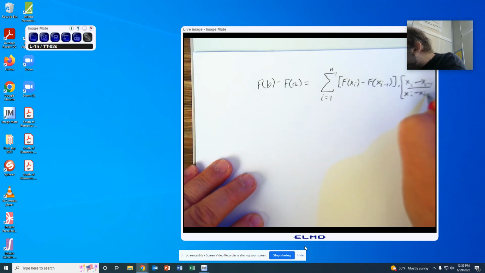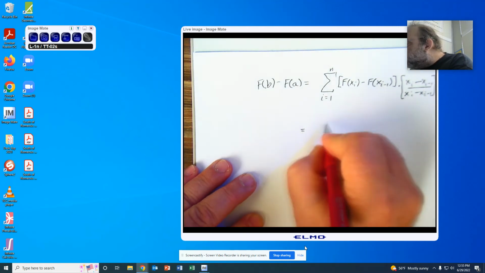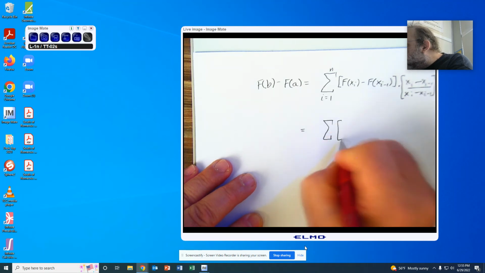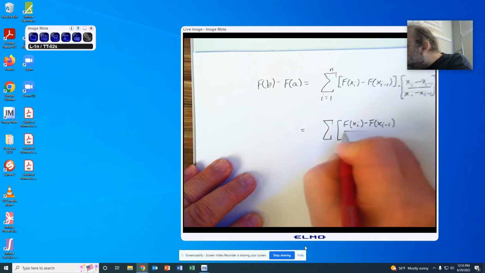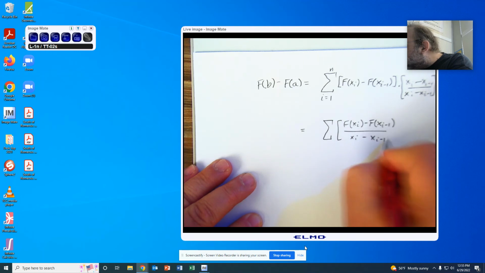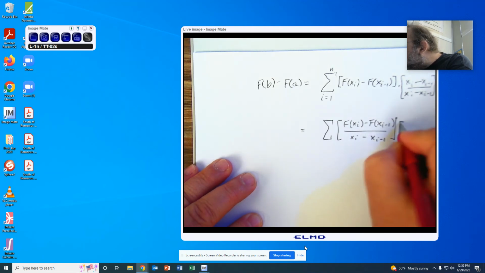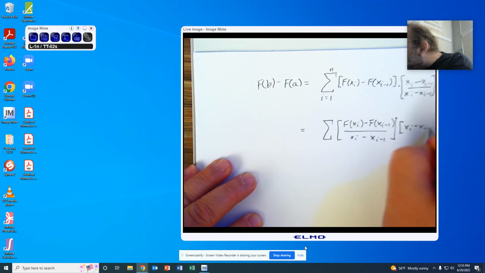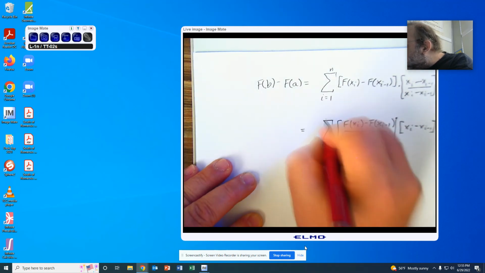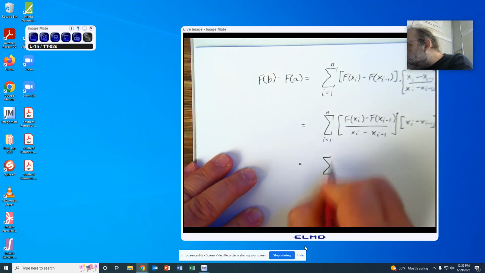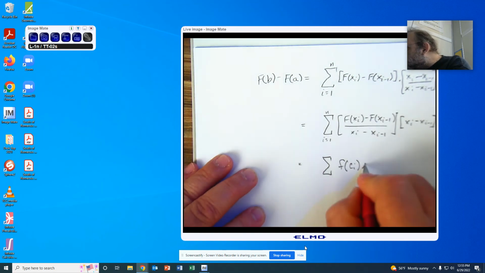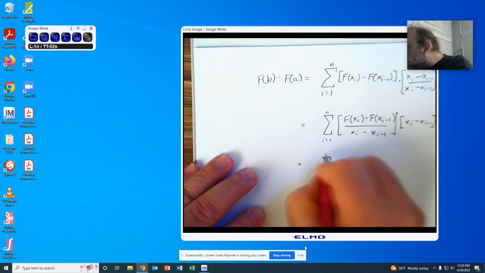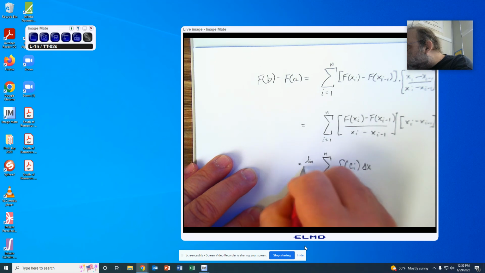You notice all I did was multiply by 1, but this now gives me a summation of f of x sub I minus f of x sub I minus 1 over x sub I minus x sub I minus 1 times x sub I minus x sub I minus 1. And you'll notice this was our f prime of c sub I by the mean value theorem. This is what we defined as our delta x. And if I want this to be infinitely small, it only makes sense to use our norm.